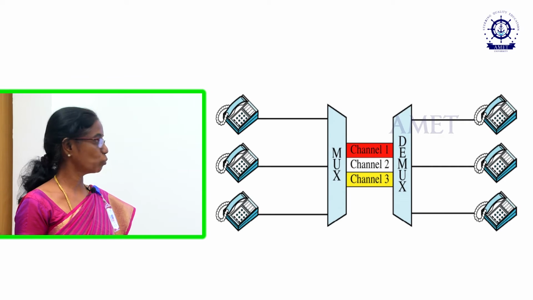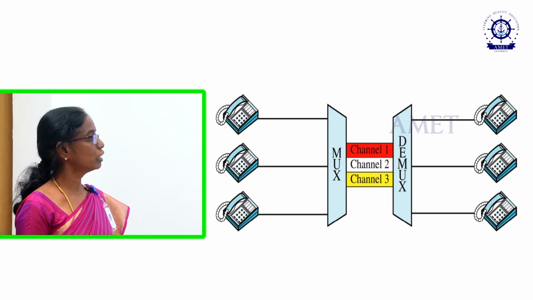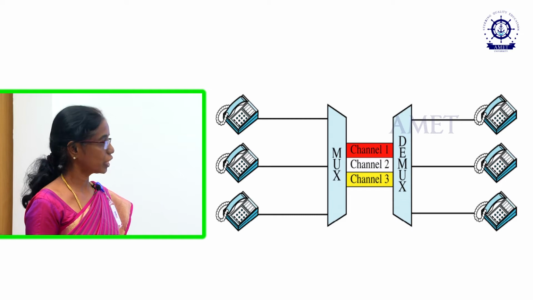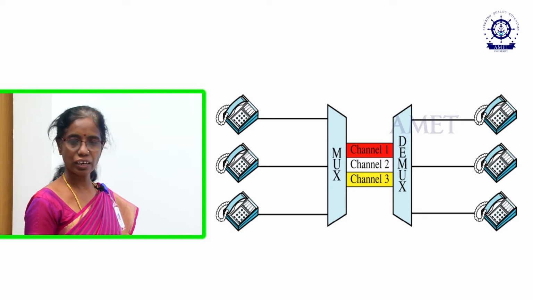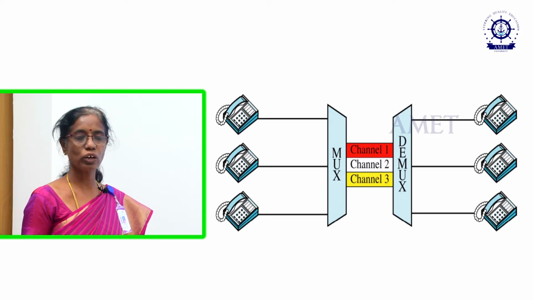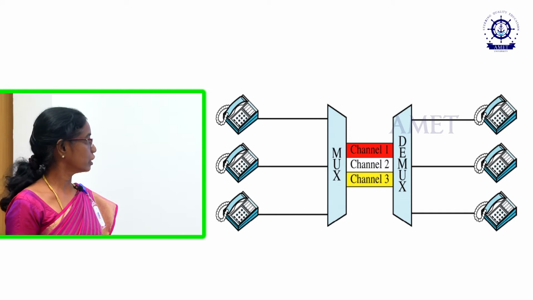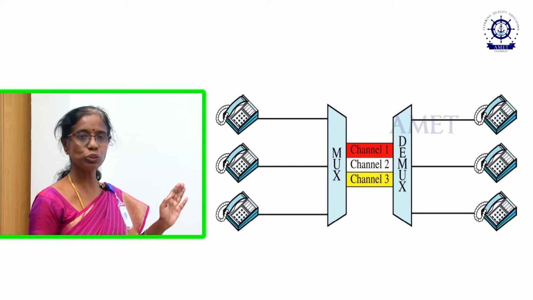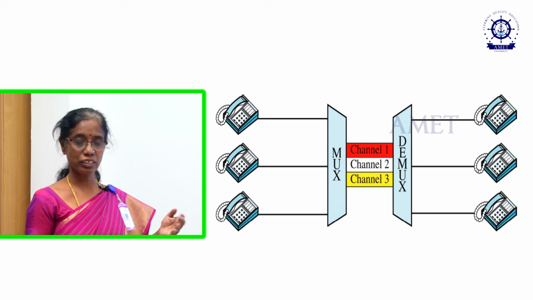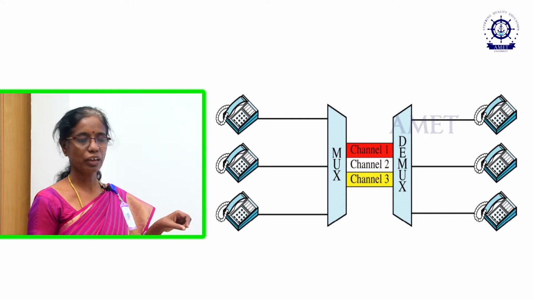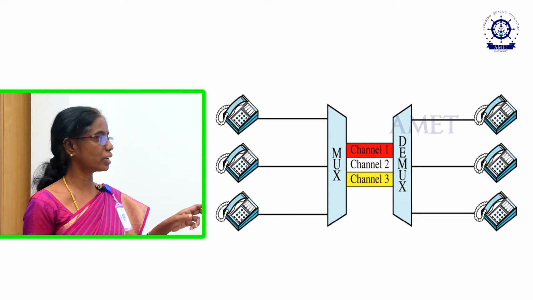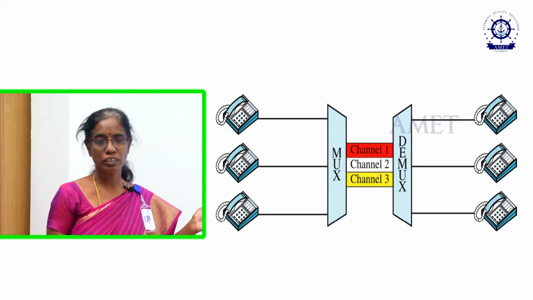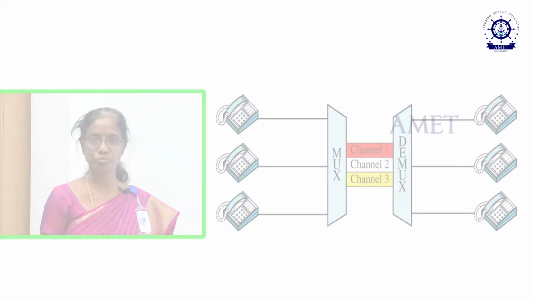In this slide, one example is given with telephone channels for explaining the multiplexing and demultiplexing operations. We have 3 telephone users at the transmitter end, and 3 other users or receivers at the receiving end. The 3 users' channels are combined into one link using the multiplexer, and at the receiver end the one link combined for 3 channels is again separated into 3 channels. This is what happens in telephone communication.